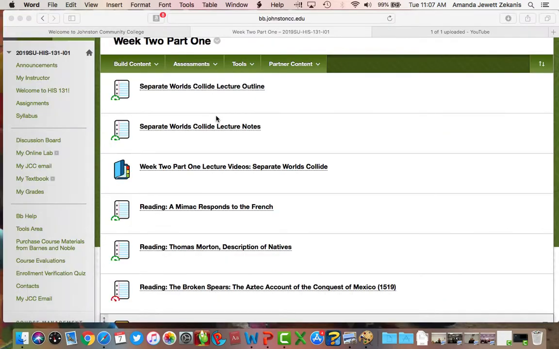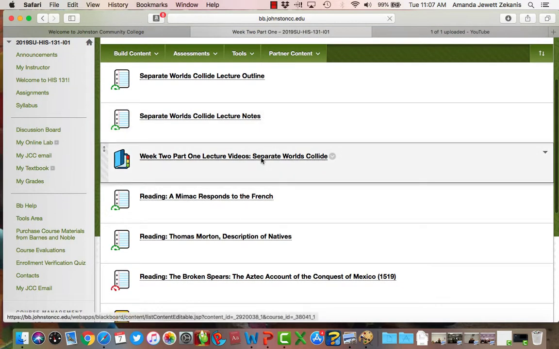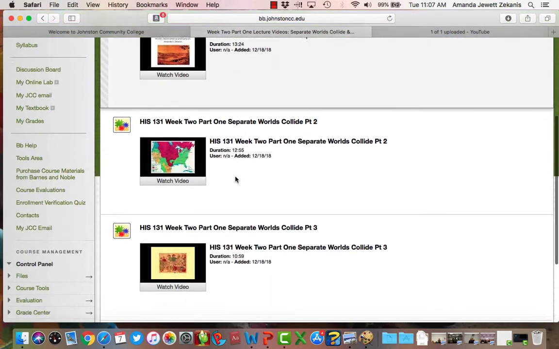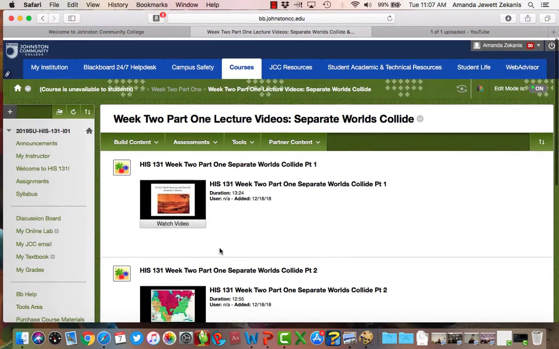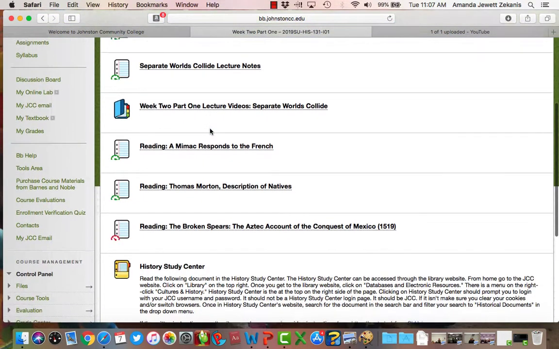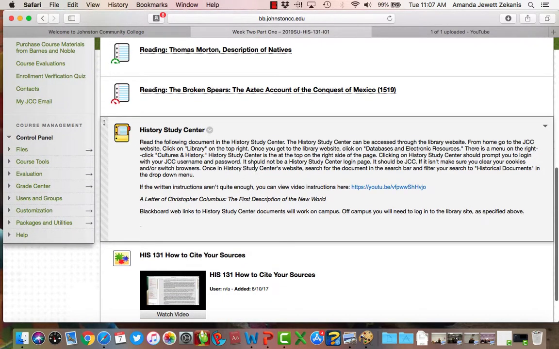Okay. The lecture notes. This is actually the big document that I lecture from. And then the lecture videos. If you go in here, there they all are, broken up into small parts. So you watch those. And then the readings under part 1. And here, as previously mentioned, when we talked about the reading breakdown, the Columbus letter is here.